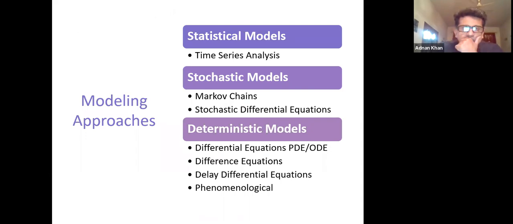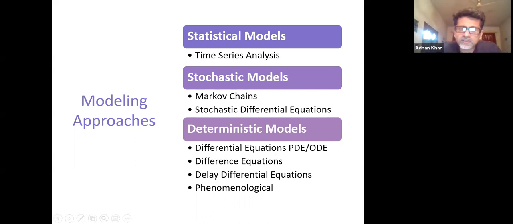Then there are stochastic models. These could be Markov chain models or SDE models. Markov chain models are pretty popular, and we have done some work with them. It turns out that for Markov chain models, at least in the large population limit, if the number of people in a population is very large, the results of a Markov chain model converge to a deterministic model if everything is done carefully.